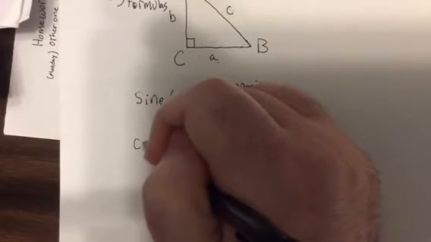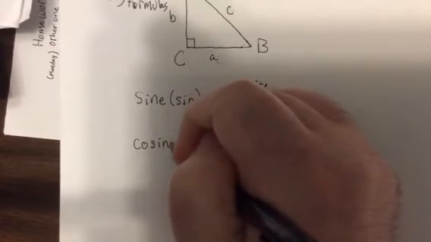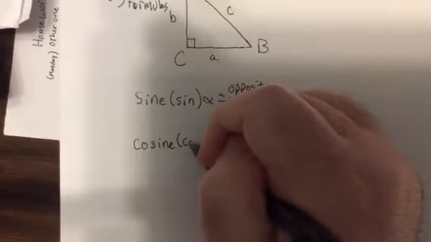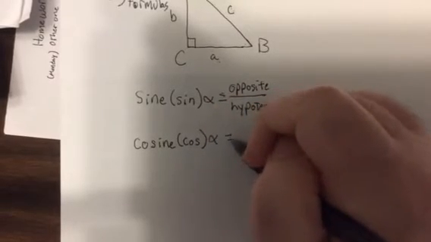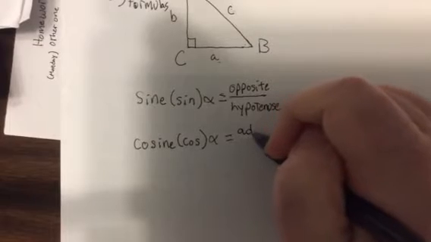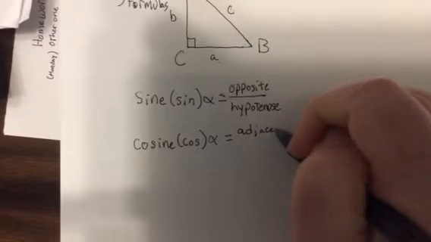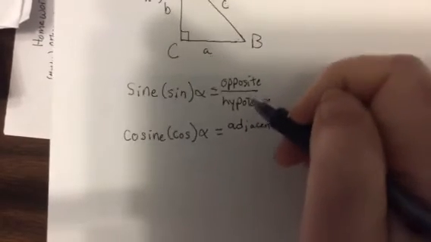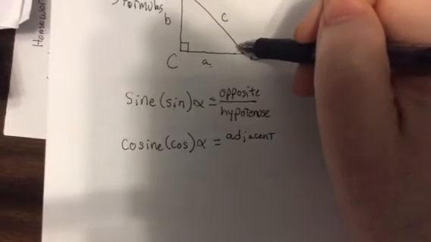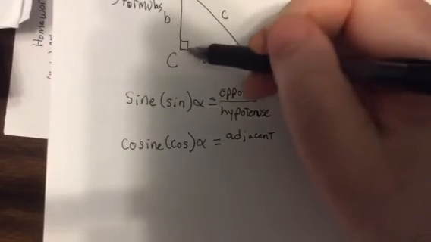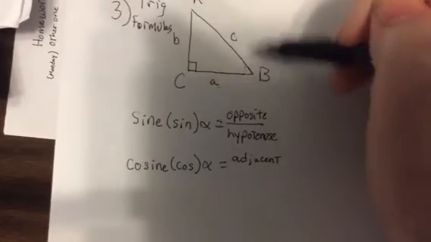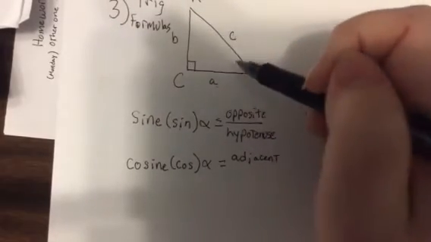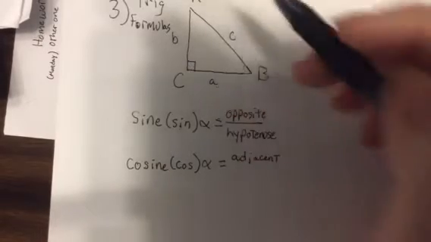So then we have cosine, which is cos, abbreviated. Cosine of the angle is always the side that touches the angle, adjacent they call it. So if I'm talking about this angle, A would be the adjacent side because it touches it and it's not the hypotenuse. This side doesn't touch it, so that's the opposite side.